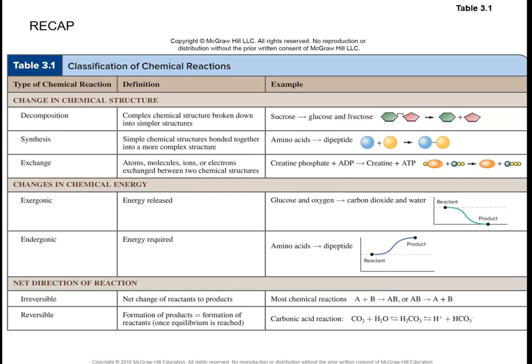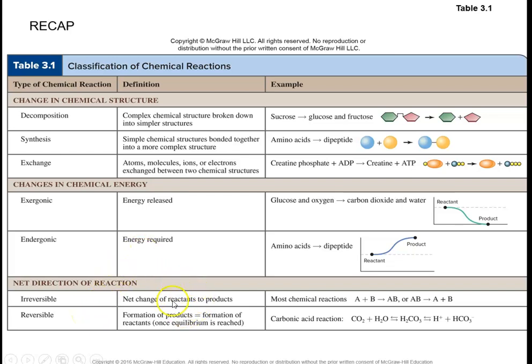Now, this is just an overview of the types of reactions we've talked about. So we talked about reactions involving changing chemical structure. Those are going to be your decomposition, your synthesis, and your exchange reaction. We talked about changes in chemical energy. This is exergonic versus endergonic. And then we talked about the direction of reaction, whether it's irreversible or more commonly reversible.